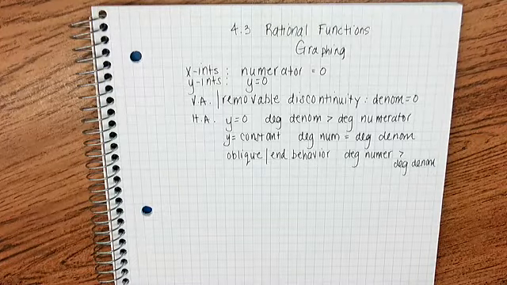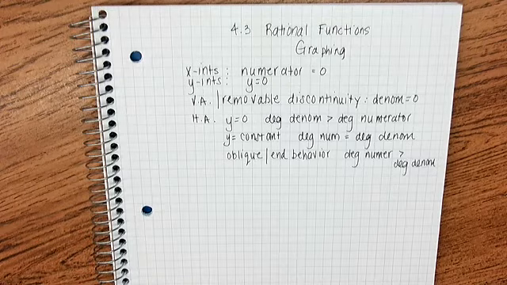Rational functions graphing. Hopefully you remember some of this from last year with the end behavior and the vertical asymptotes and the horizontal asymptotes, etc. I'm going to push pause, take a minute to write this down.